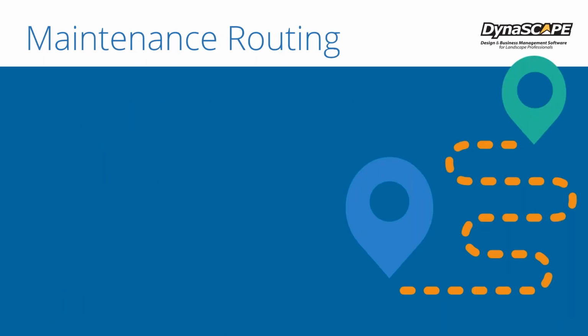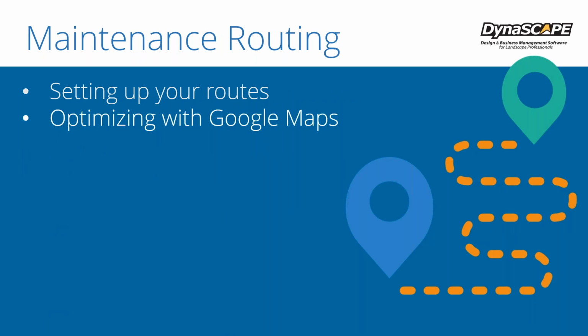And we'll talk about maintenance routing, so setting up your routes, optimizing with Google Maps. We use Google Maps Premium API to connect to that to optimize your routes. And then scheduling those routes. So once you've set up the framework for that, actually getting a schedule for that. And then talking about change orders.